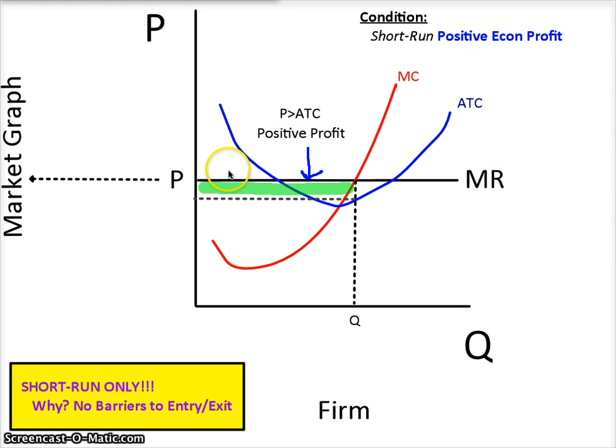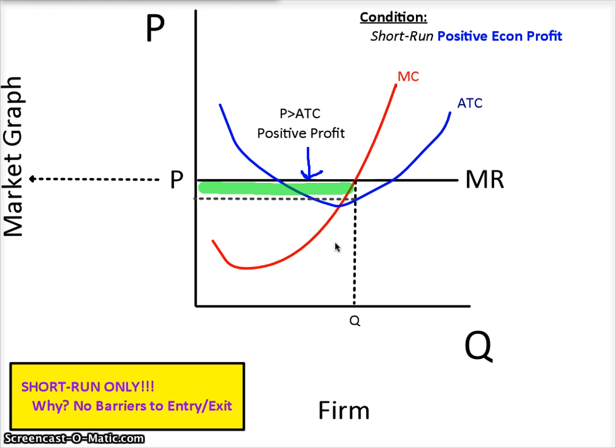So what you see here is, in fact, positive economic profit. Now, this is short run only. Take a look at the bottom left, short run only. Why? Because there are no barriers to entry and exit. Right now, this firm is making a killing. They have positive economic profit.